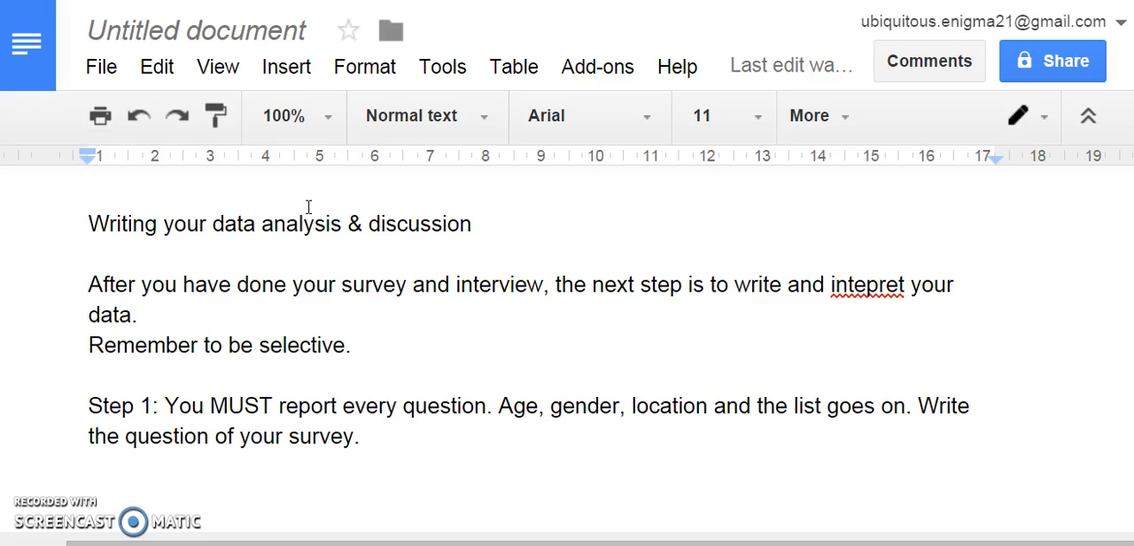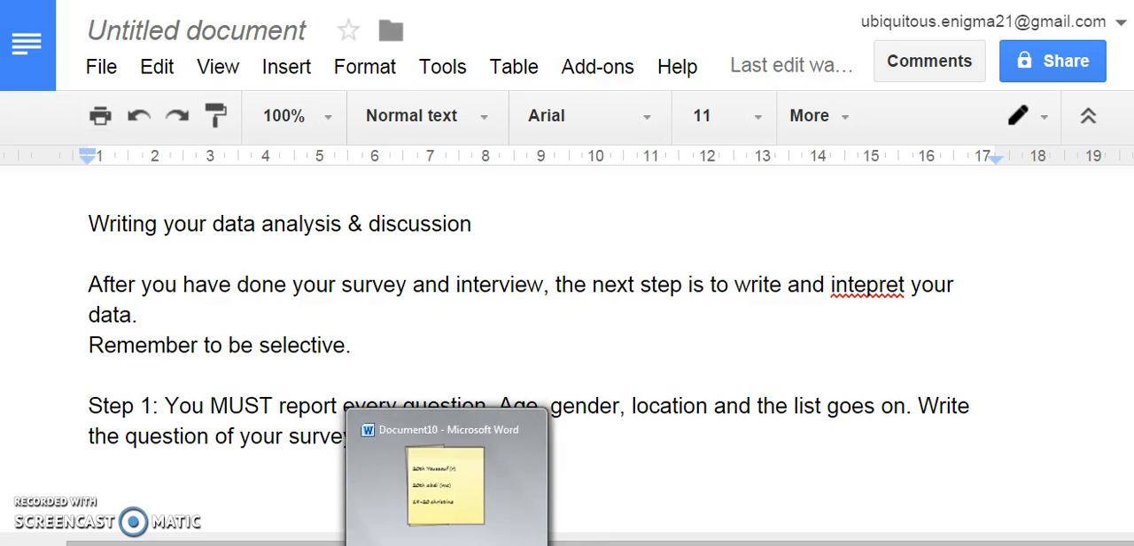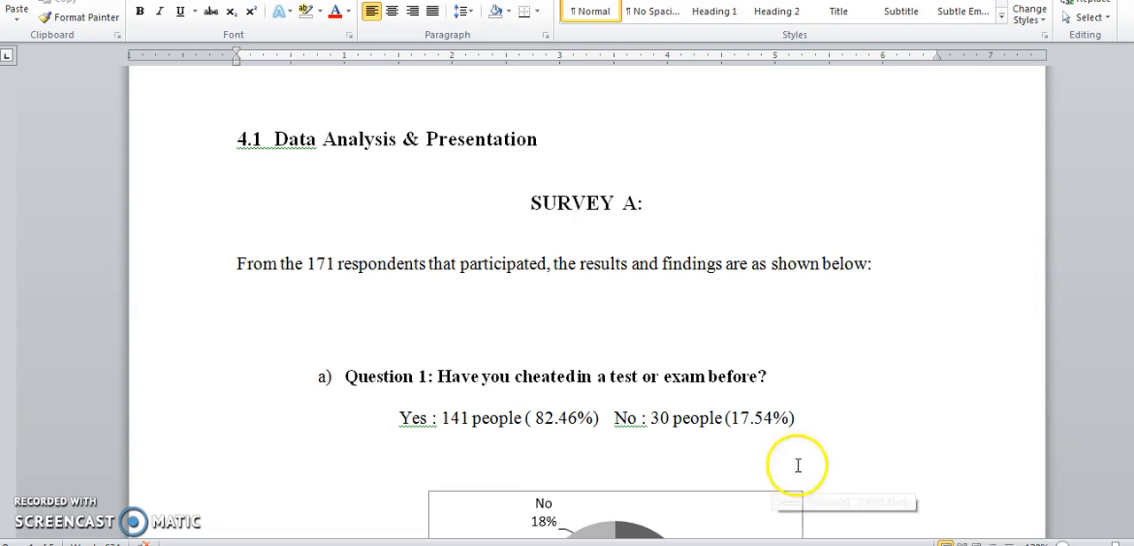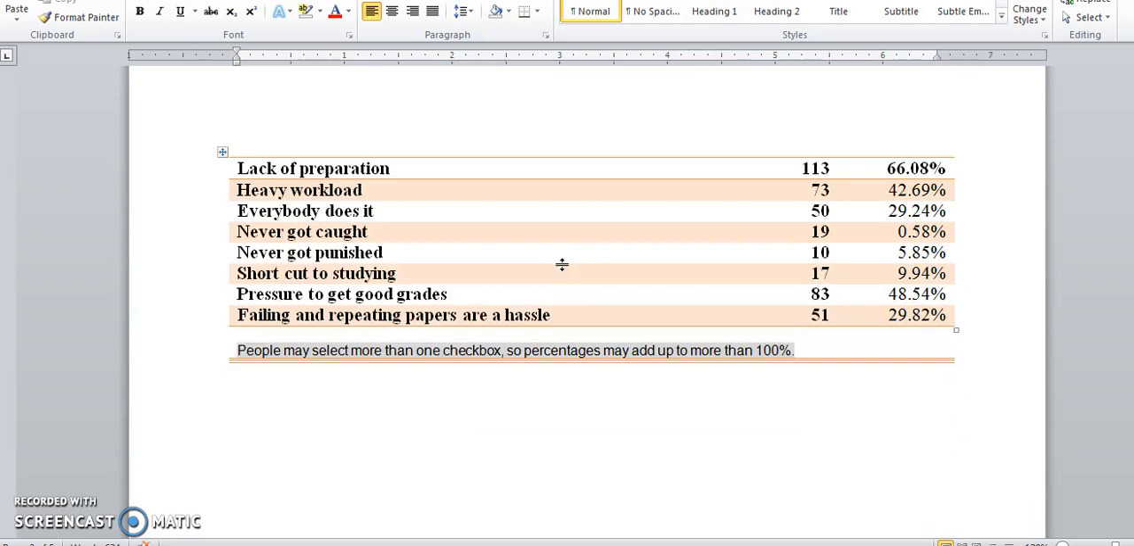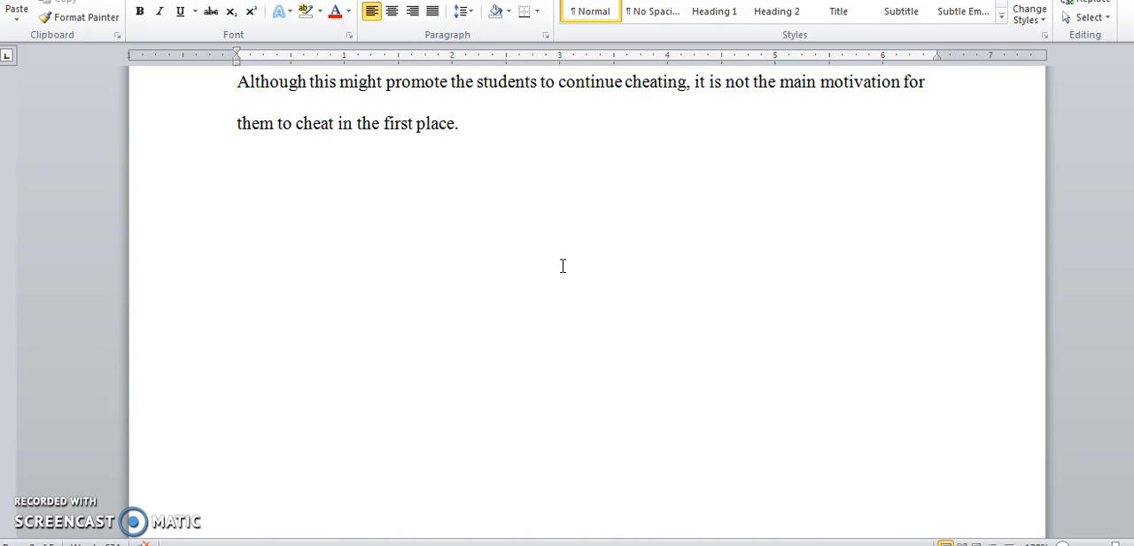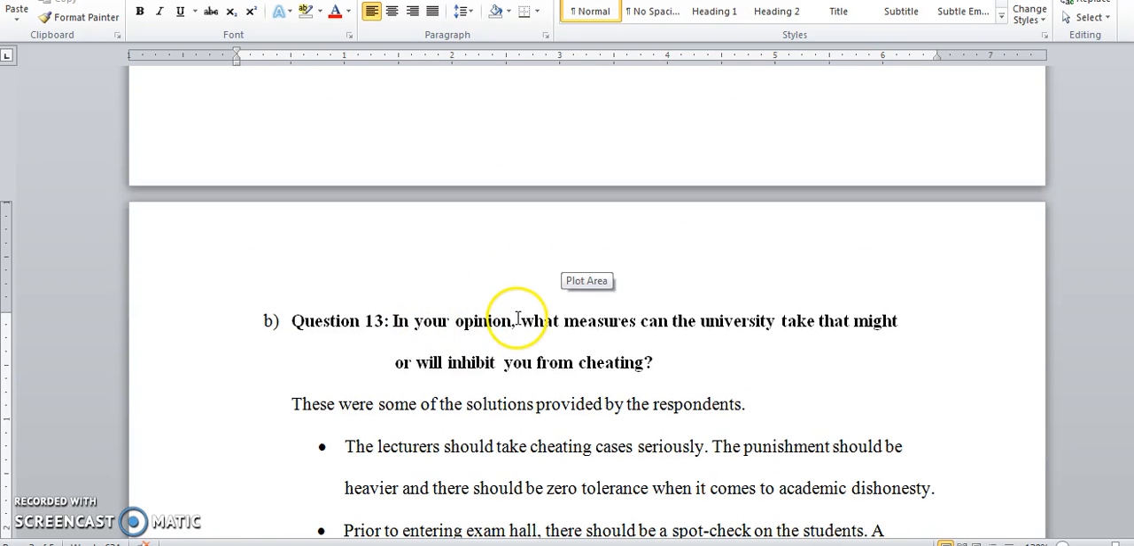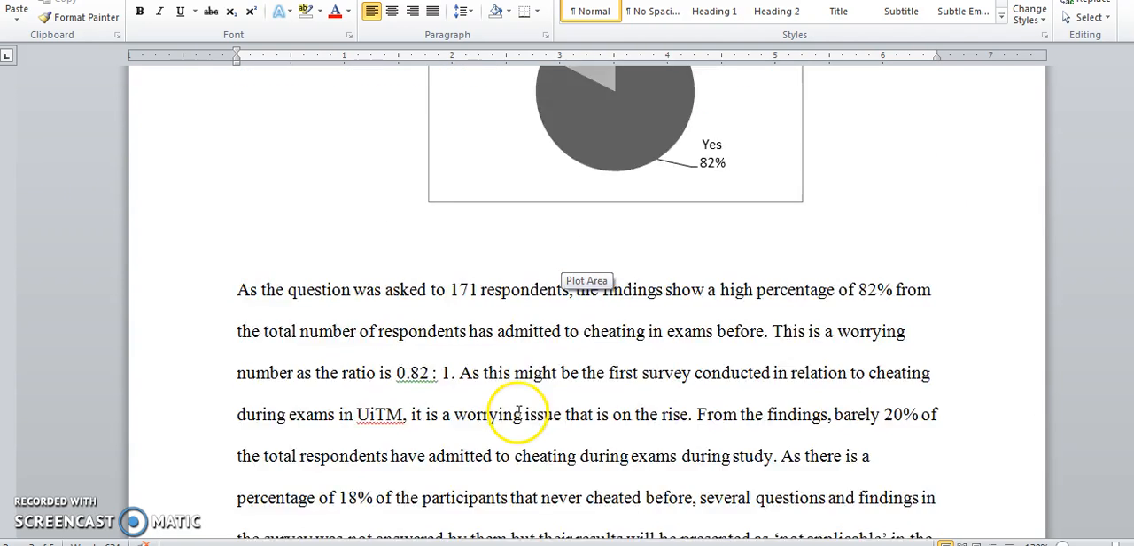So basically, you must report every question, and every time you report, this is how your page will look like. So let's just say this is your page. You will do this in your Google Doc link in your research thread. You will have pie charts. You will also have bar graphs. And some of you had open-ended questions where you ask an opinion-based question and someone would write you a short paragraph. So I will cover all of that in this video.